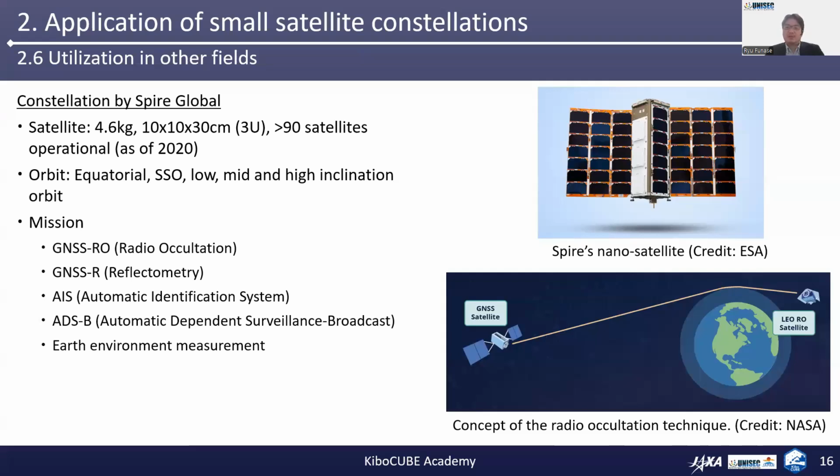GNSS-R reflectometry is a method to investigate the properties of the Earth's surface by analyzing signals from GNSS satellites reflected on the surface of the land or sea. GNSS-R can characterize sea ice classification and soil moisture. AIS and ADS-B are signals used to track the position of ships and aircraft, and these signals can be received by satellites for global tracking.